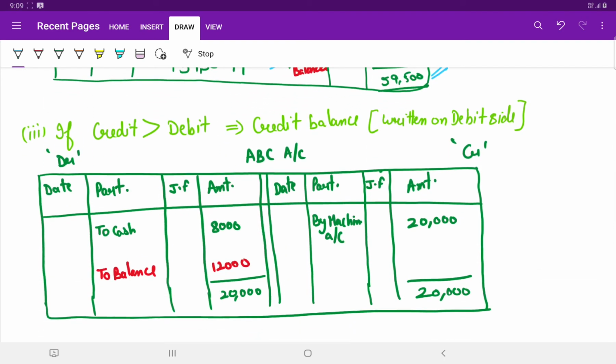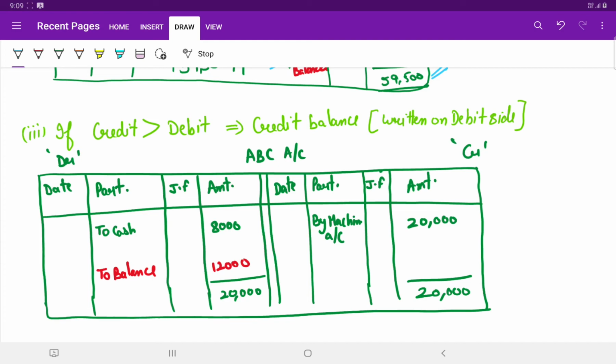So in the next scenario we can see, if the amount on credit side is more than that on the debit side, it is known as credit balance. So it is always written on debit side. So you can see an ABC account, we can see.